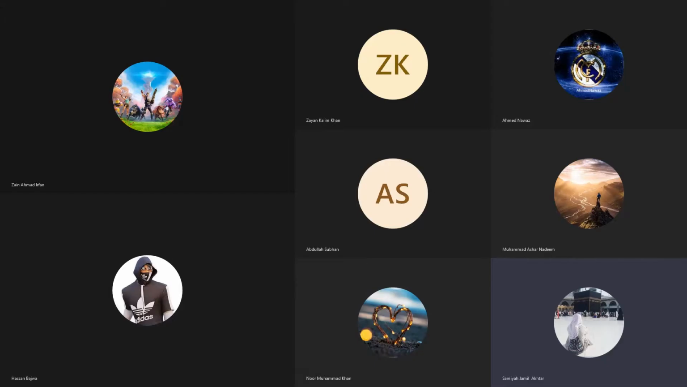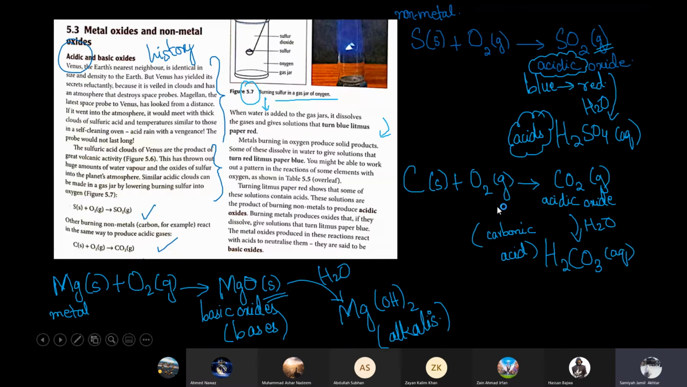Yesterday or the day before yesterday, we finished on, I think yesterday, yeah. So we finished on acidic and basic oxides, metal oxides and non-metal oxides. I told you that most of them are metal oxides and non-metal oxides, but few of them are neutral and amphoteric in nature. Acids are prepared from acidic oxides, and alkalis are prepared from basic oxides, from the metal oxides.